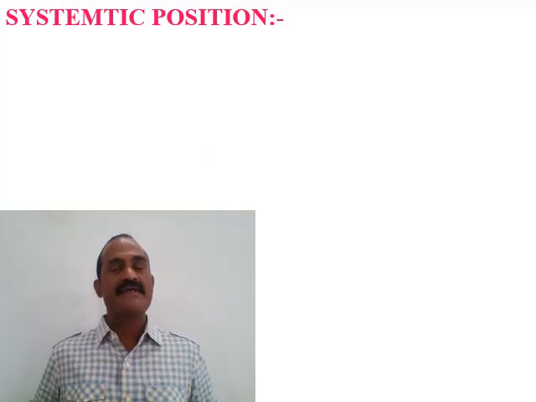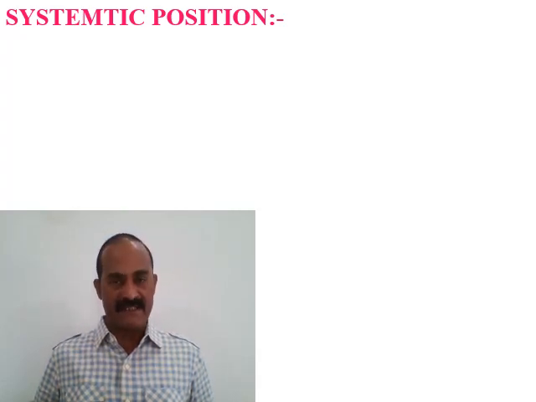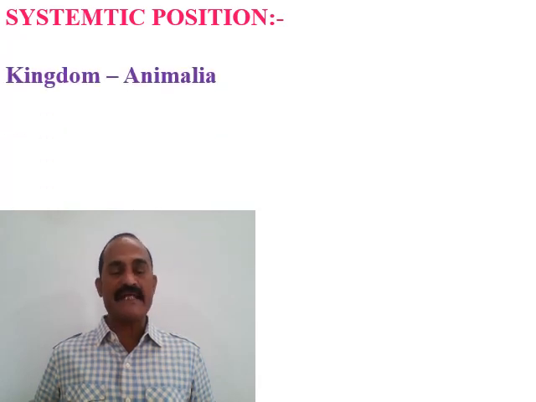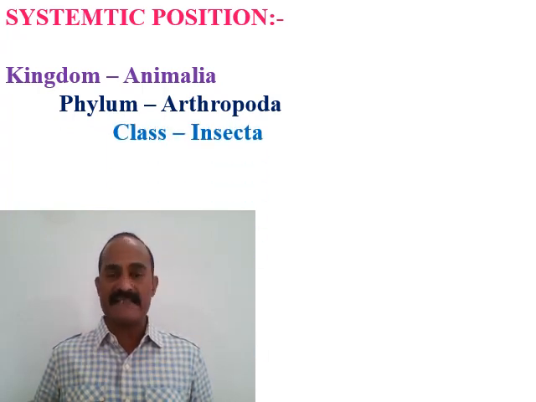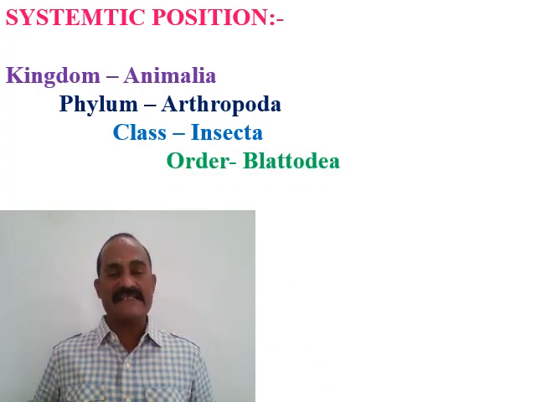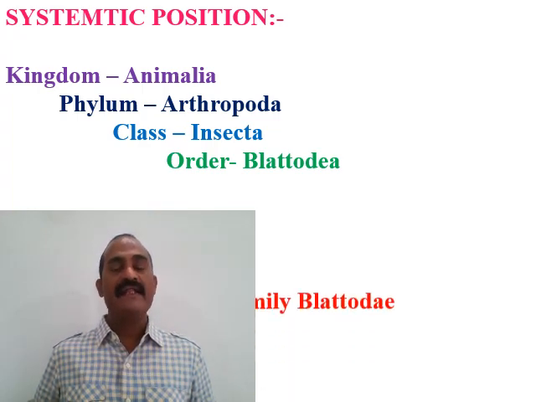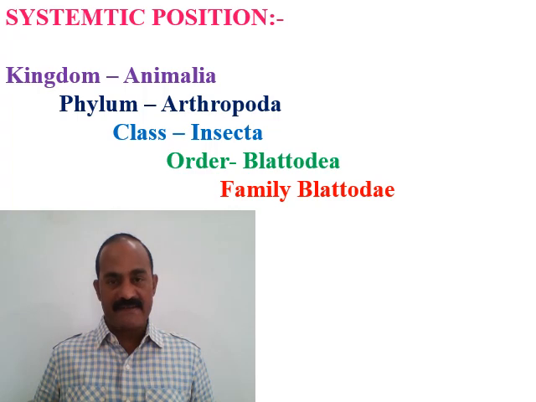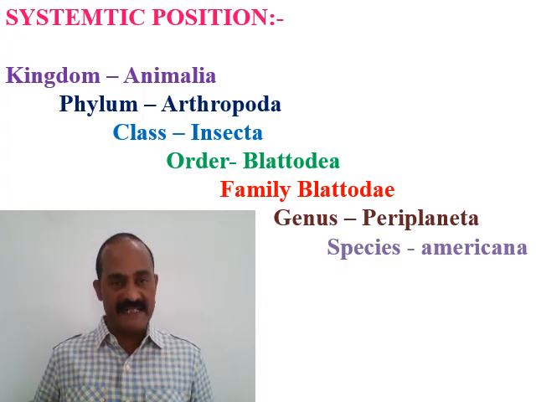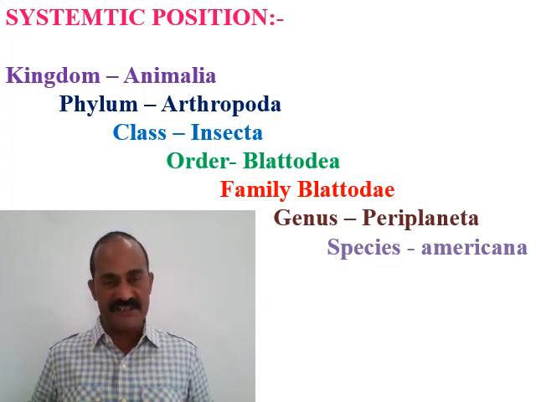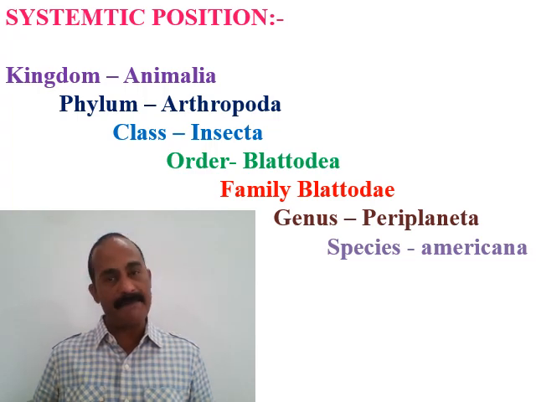So friends, first we are going to see the systematic position of Periplaneta americana. Obviously, it belongs to kingdom Animalia. Secondly, it is the phylum Arthropoda, characterized by jointed appendages. Then the class Insecta, the largest group of animals in the living world. Then it is the order Blattodea. Then family Blattidae, belonging to genus Periplaneta, and species is obviously americana. So friends, this is the systematic position or classification of Periplaneta americana.